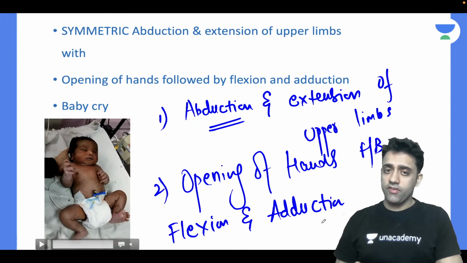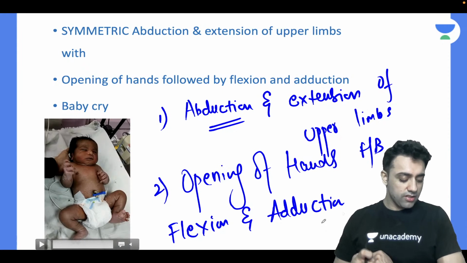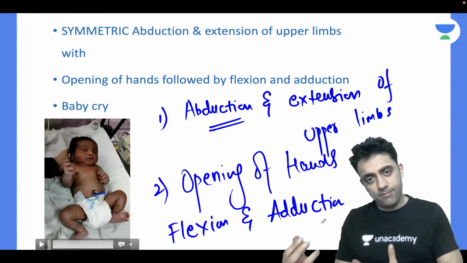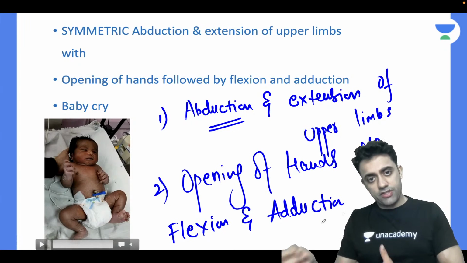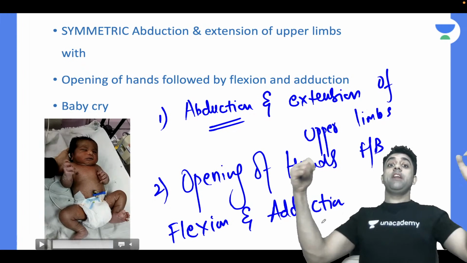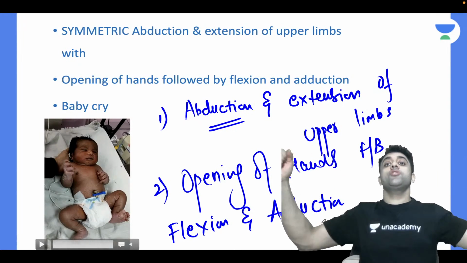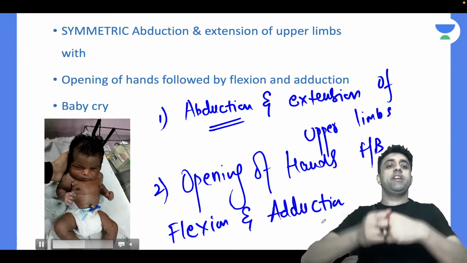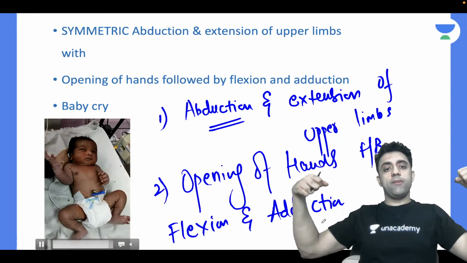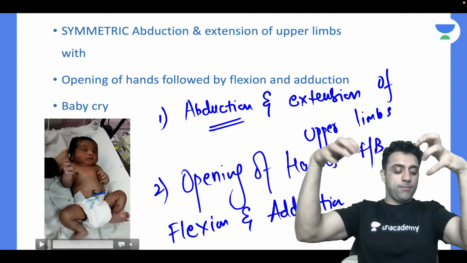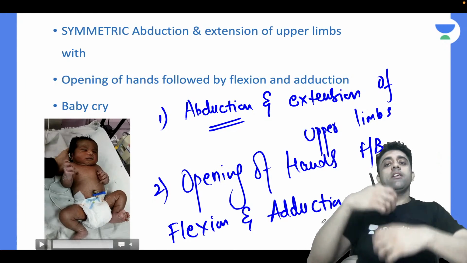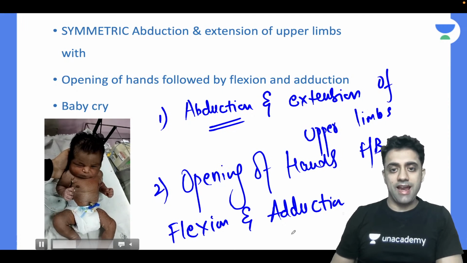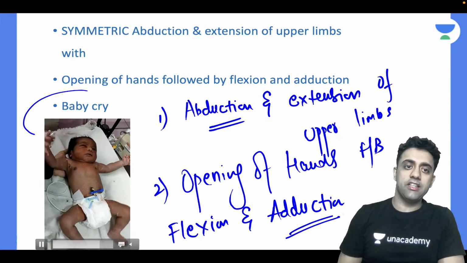What are we reading? We are reading Moro reflex. What are the components? Sir, Shubhangi, yes, once I suspend the baby's head down, the baby will abduct and extend the upper limbs. Again, watch the video. Can we see abduction and extension of the upper limbs followed by opening of the hands, and then the baby closes his arms, followed by flexion and adduction, and third, the baby cries.